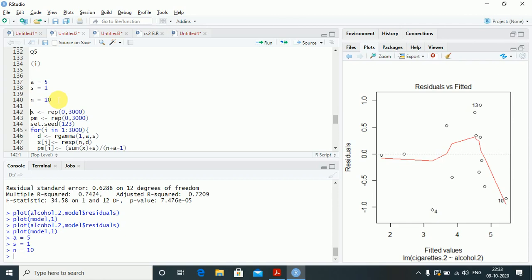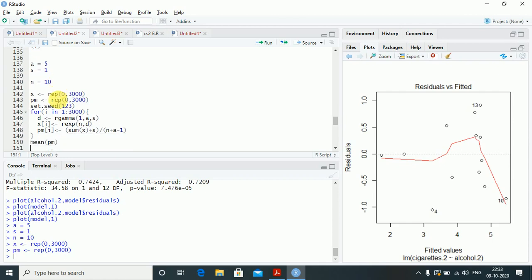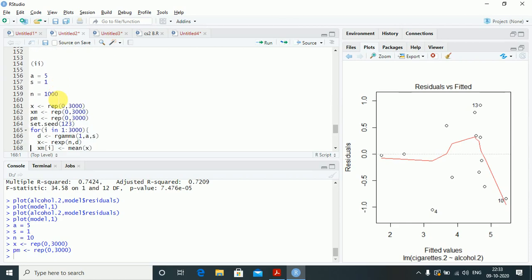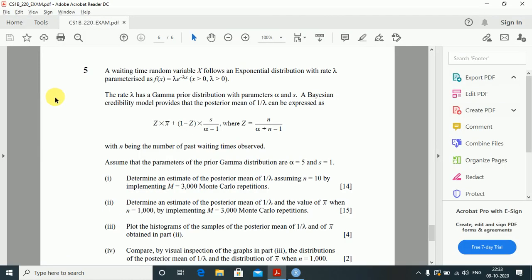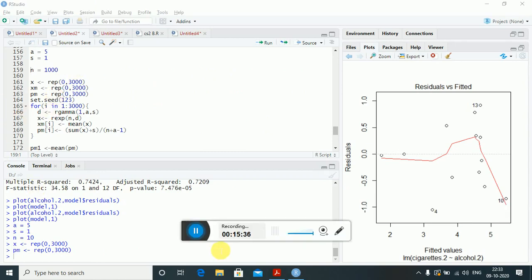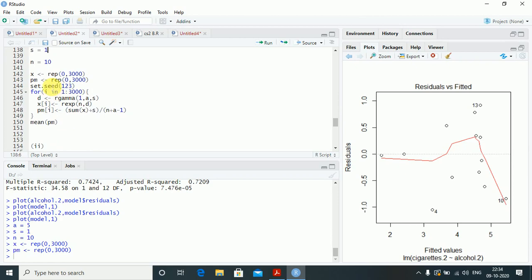So first we'll store x as an empty array, and pm as an empty array, which you can create. First part, determine the posterior mean of this. So n equals 1000, x is repeat, and then we create an xm which is repeat 0, 3000 times, and we create pm over here. So in part 1, the posterior mean.